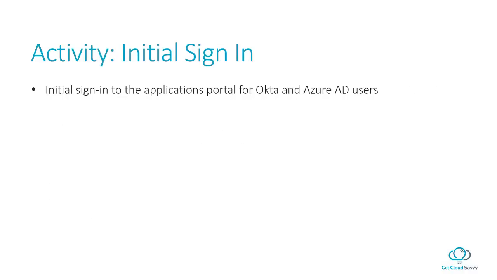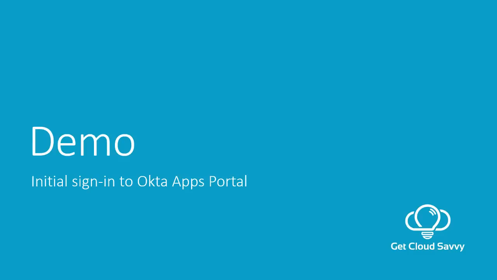So the first activity is the initial sign-in. So signing into the applications portal for Okta and for Azure AD users. So we got two different examples here. So we're going to start with our first demo, and this is going to be the sign-in process for the initial sign-in for an Okta user. This is an Okta federated domain.